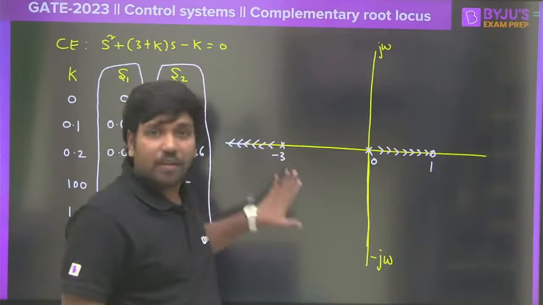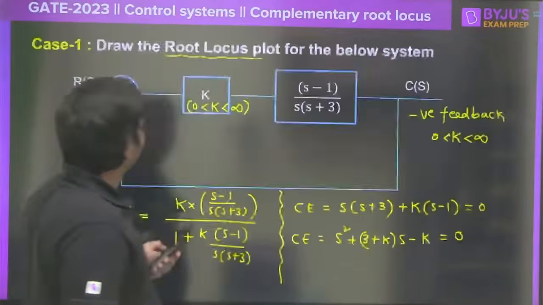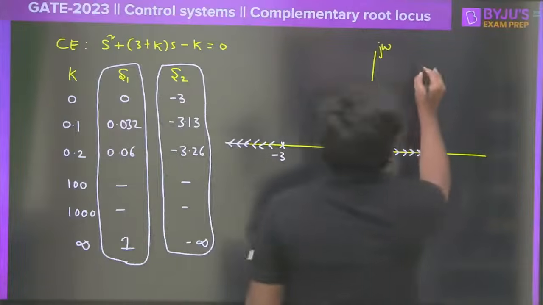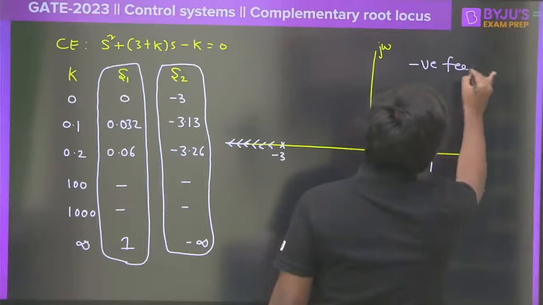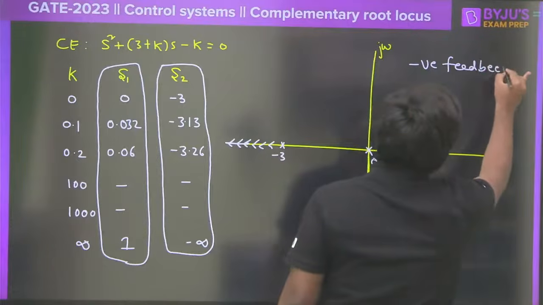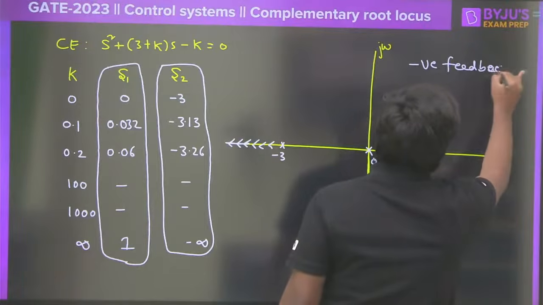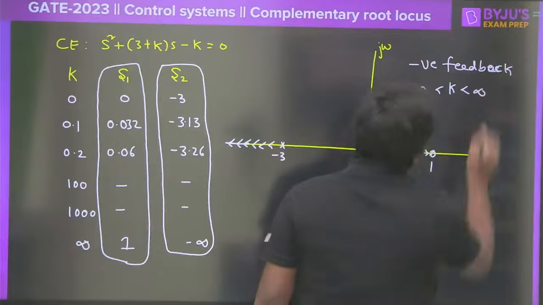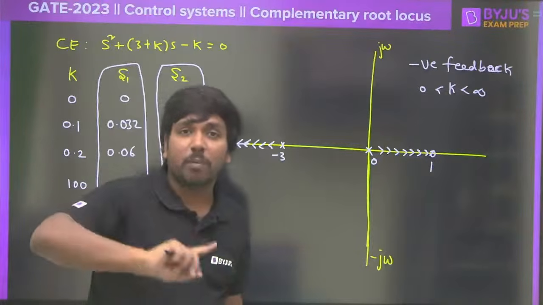This is considered a root locus, right? Therefore, as we have changed the value of k from 0 to infinity, I can say this is the root locus plot, especially when we deal with negative feedback, and the value of k is actually varying from 0 to infinity. Now we will see what is going to happen if the value of k is taken from minus infinity to 0.